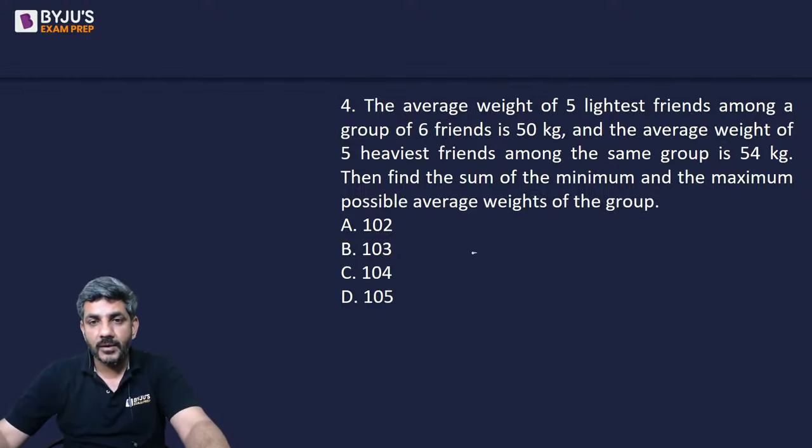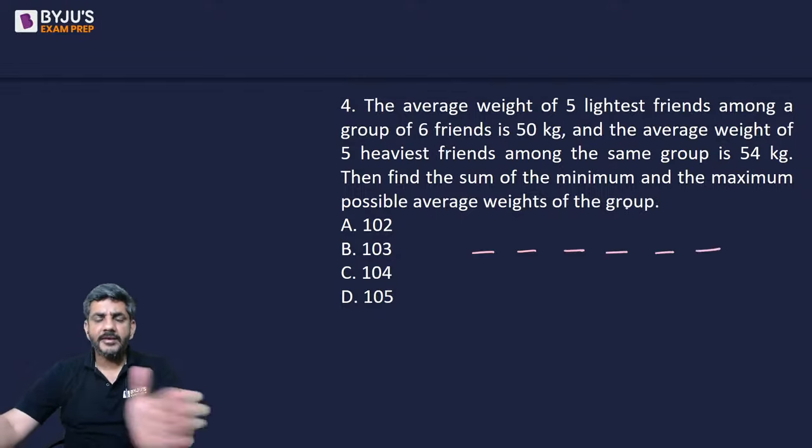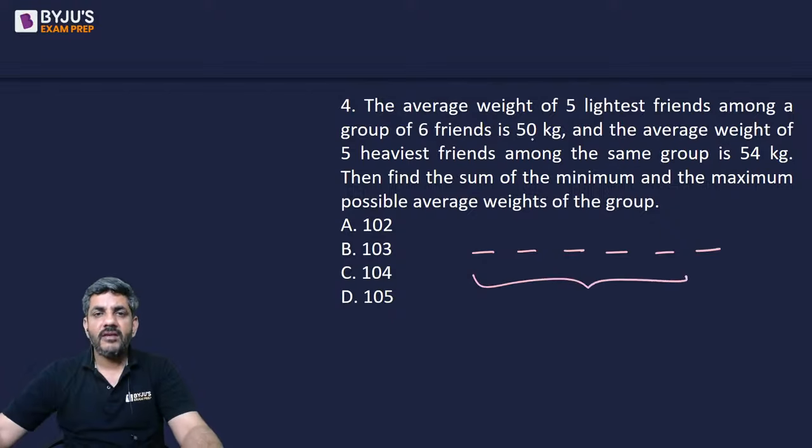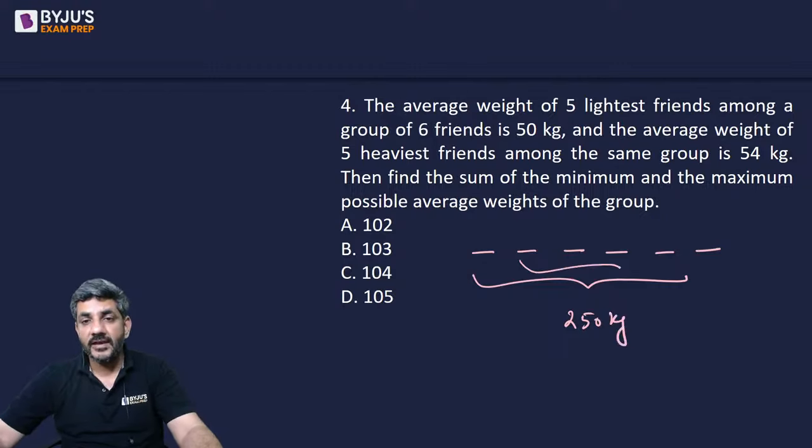So there are 6 people: 1, 2, 3, 4, 5, 6. Let us say they are in increasing order. So the lightest 5 are these. Their average weight is 50 kg. That means their total weight is 250 kg. And the heaviest 5 are these. Their average weight is 54 kg. That means their total weight is 270 kg.